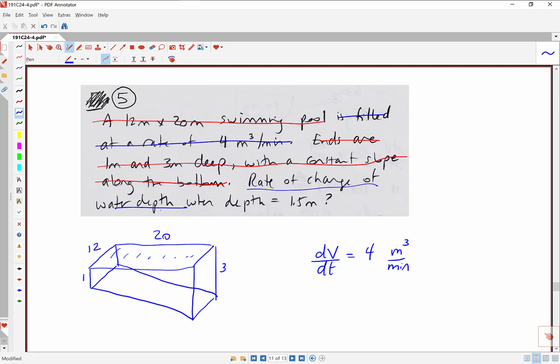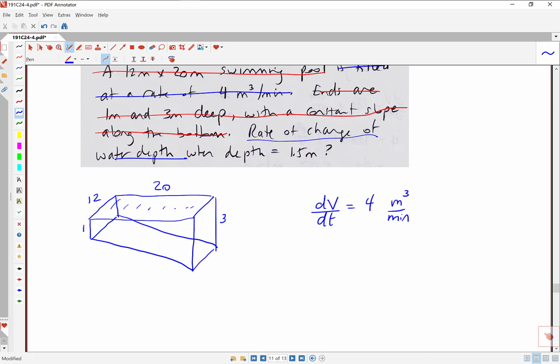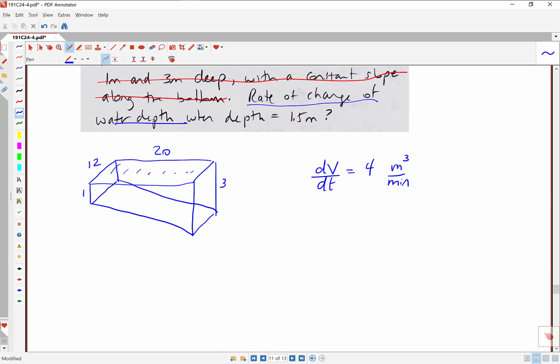Okay, and then we want the rate of change of the water depth when the depth is equal to 1.5 meters. All right, so we are going to need a variable to talk about that water depth. Maybe let's just draw a second version of the sketch just to introduce a variable here. So here's the top surface of our swimming pool. Here's the shallow end. And here's the deep end. Okay, and then constant slope along the bottom.